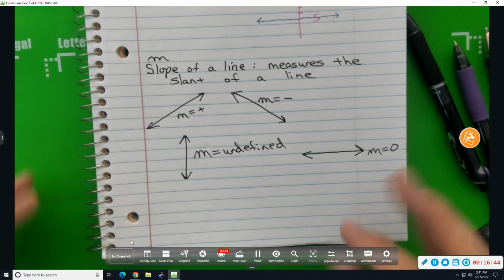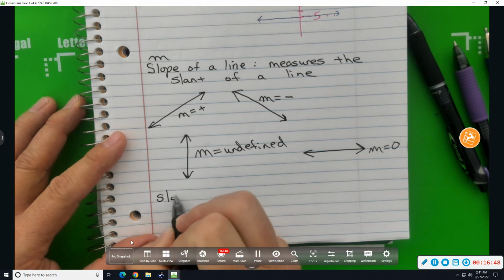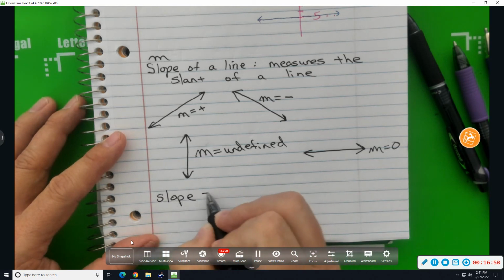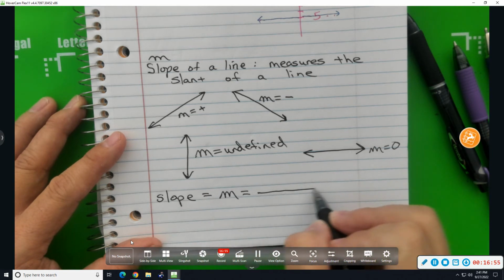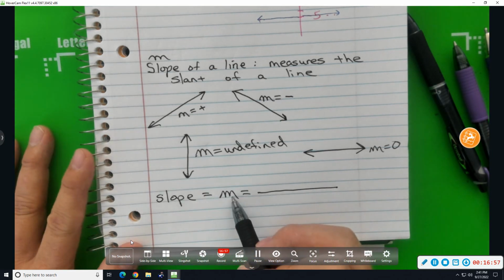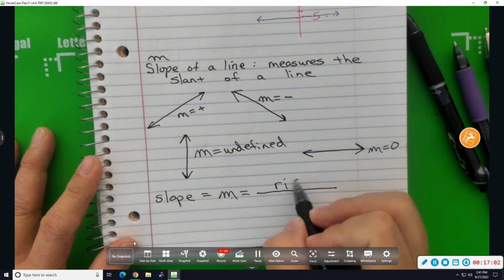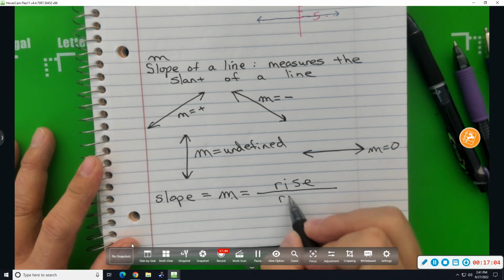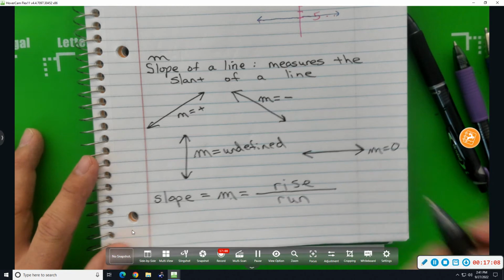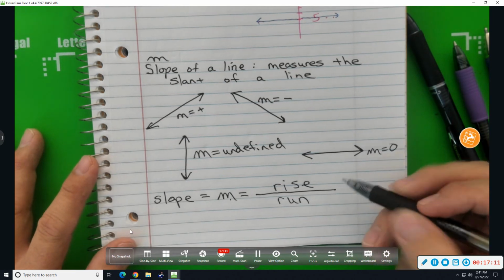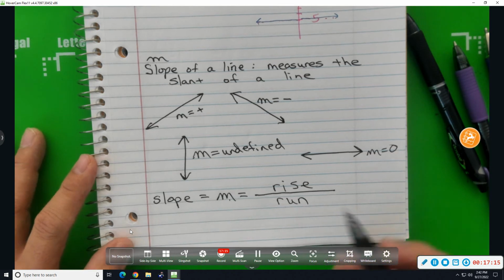We'll say an intuitive definition of slope. We'll look at the algebraic definition in a moment. But an intuitive definition: the slope, which is denoted with the lowercase letter m, like money, is rise over run. Rise is the change in the y values. That's the vertical distance. The run is the change in the horizontal values.